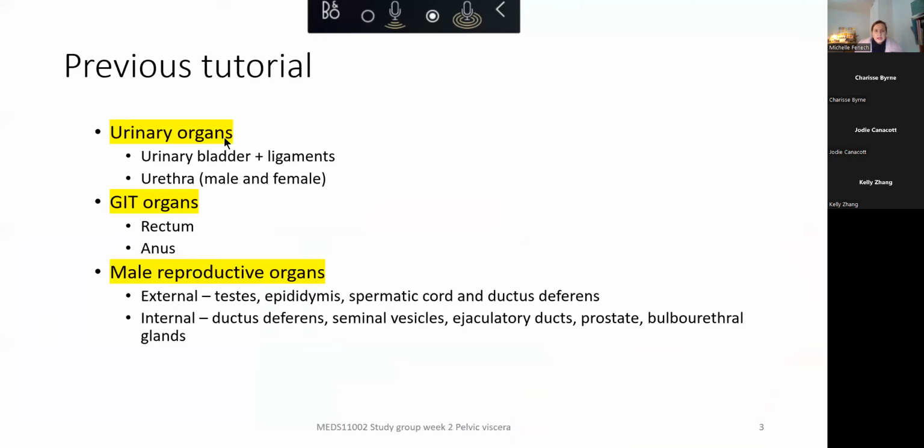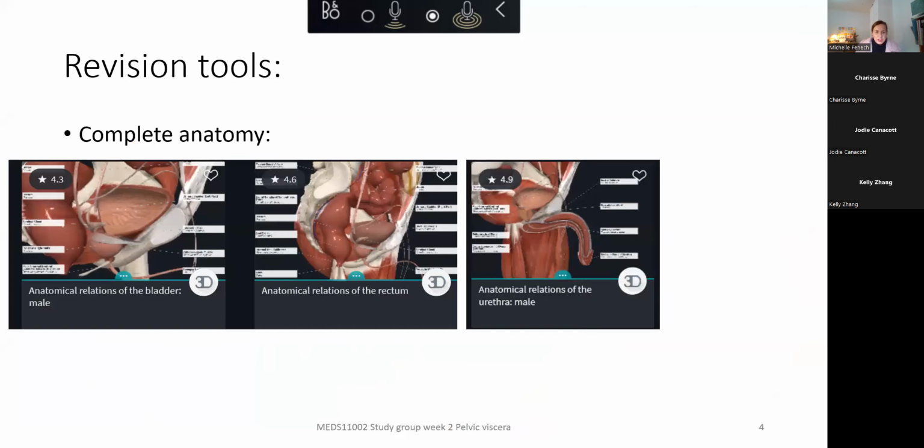So we have already covered the urinary bladder. It looked like the cat head. The urethra is where the urine comes out from the bladder that we pee through. And we talked about the rectum and anus, and then we talked about all of the male reproductive organs, ones that sat inside the pelvis and ones that sat external to the actual pelvis as well.